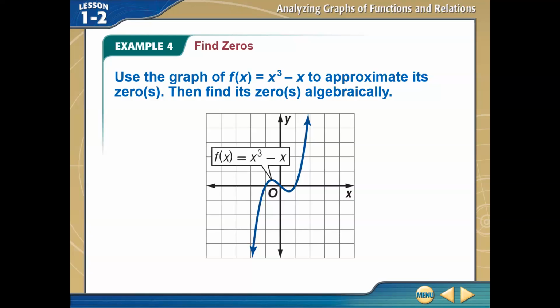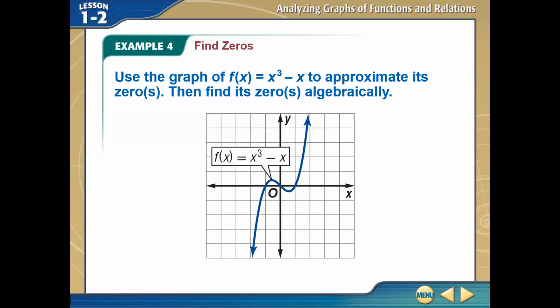So we're using the graph of f of x, which is equal to x cubed minus x, to approximate its zeros, then find its zeros algebraically. So now we're talking x-intercepts. It looks like I cross at the x value of -1, the x value of 0, and the x value of 1. So I think I have 3 x-intercepts. They're at -1, 0, and 1. And I think those are going to work.